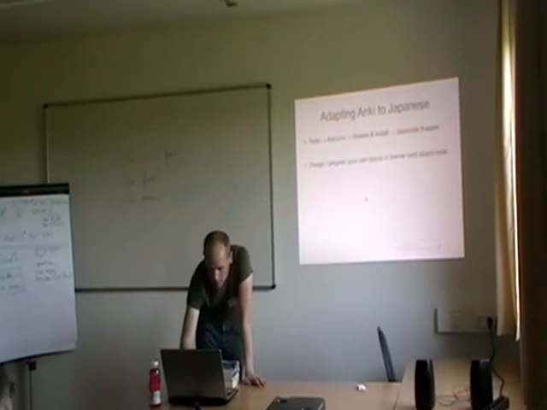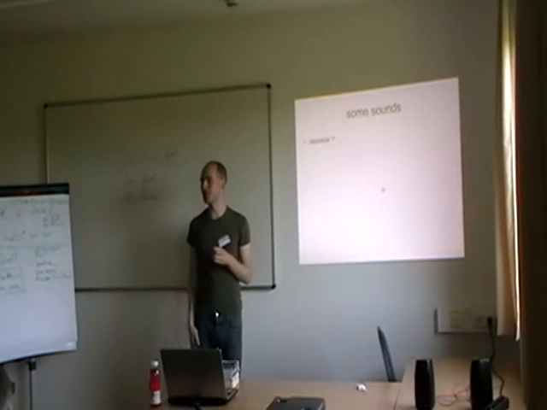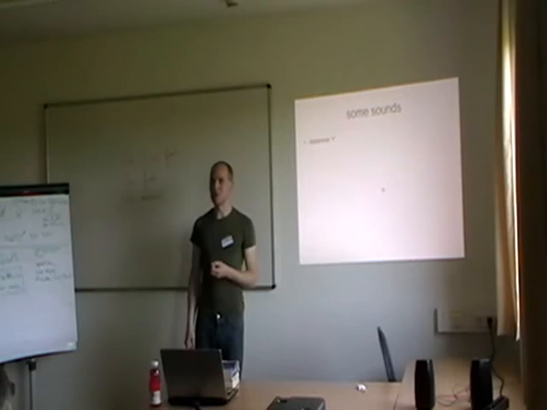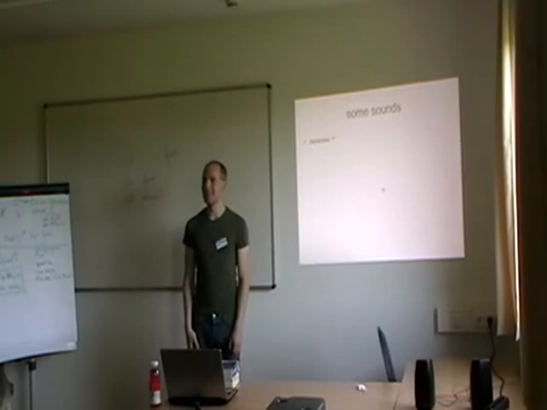So, now we get to some sounds. First, the infamous Japanese R, because depending on your native language, it will sound like an R or an L, or sometimes even a D. It's like an L or an R, but it's basically a quick tap of the tongue on the alveolar ridge, on the ridge up here. So now we're going to practice this. It's like a quick tap of the tongue on the ridge here.